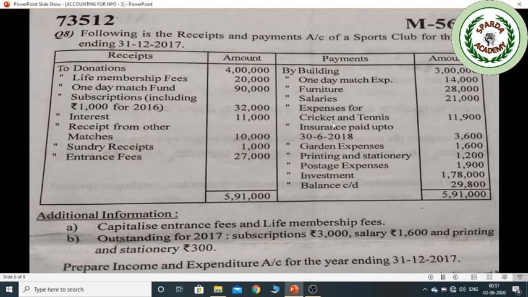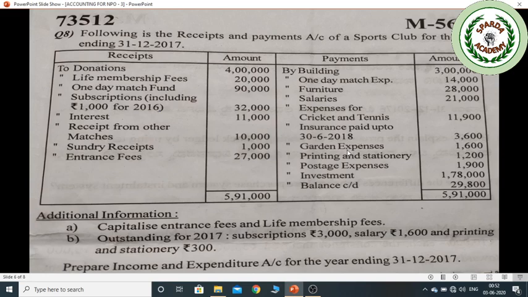Then expenses for cricket and tennis. It's a sports club, so cricket and tennis expenses will be common. So this information must be written. 11,900 has to be recorded in the income and expenditure account. Then insurance paid up to, see here, up to 30th 6 2018. 2018 means next year. Up to 30th 6 means 6 months extra we have paid. So this 6 months extra amount must be deducted. It is one of the adjustments given in the receipts and payments account.